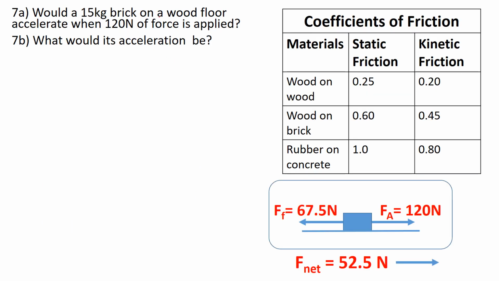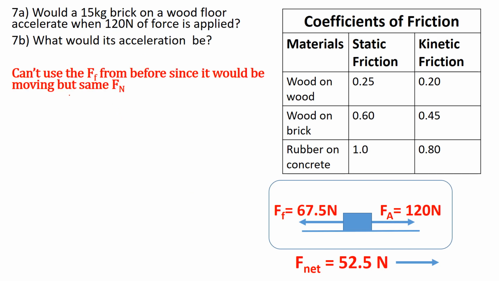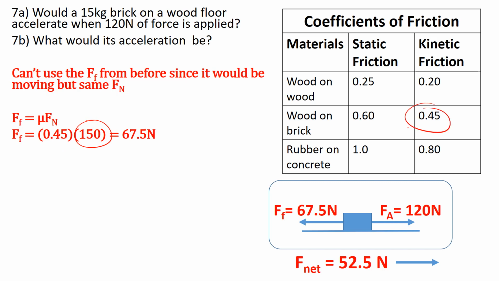Would a 15 kilogram brick on a wood floor accelerate when 120 newtons of force is applied? Let's figure it out. So we have to restart. We have the same mass, the 150 newtons, but now we have a moving brick. So therefore, that coefficient of friction is less. It went from 0.6 to 0.5 in this case. And when we solve for all of that, we get a force of friction of 67.5.